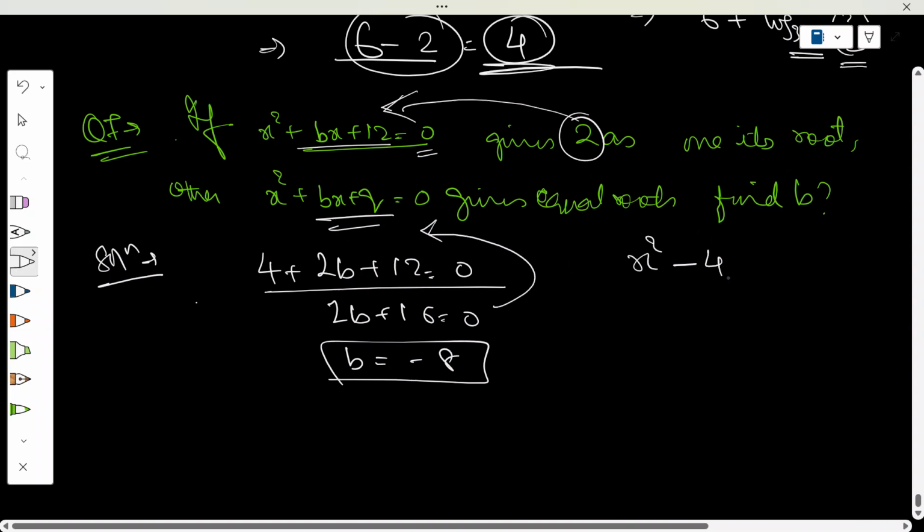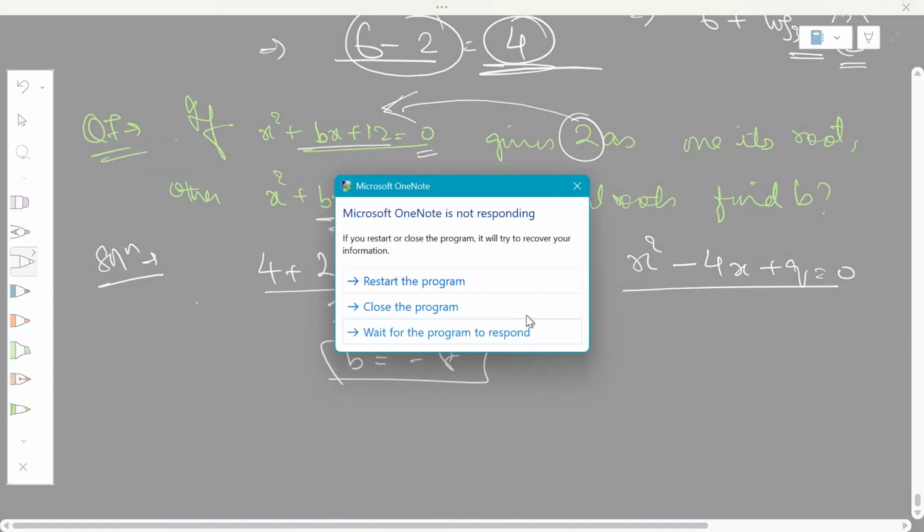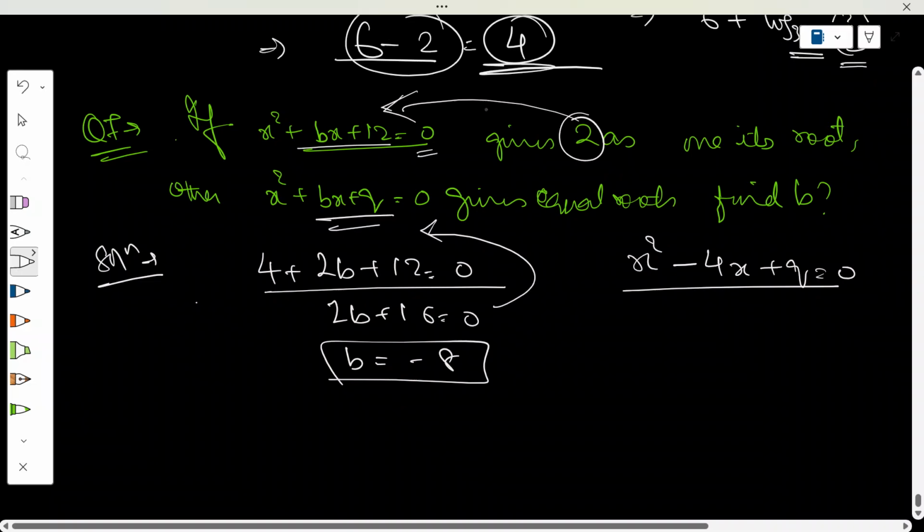Now we will substitute the value of b in this equation. So the equation would become equal to this. And now it is given that it has equal roots. So let the two roots of the equation be alpha and alpha. So we have 2 alpha, the sum of the roots, equal to 4. So alpha would be 2.